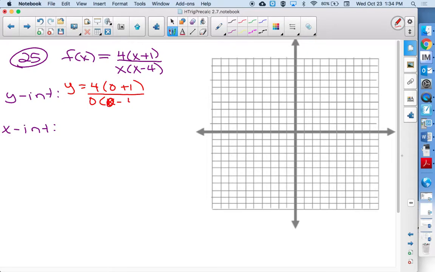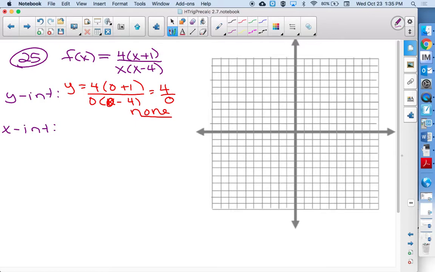It's 4 over 0. Yeah, you end up with 4 over 0, not 4 over 4. And she said that's undefined, so that means there aren't any y-intercepts. Because 4 divided by 0 doesn't exist. So no y-intercept, it's never going to cross the y-axis.